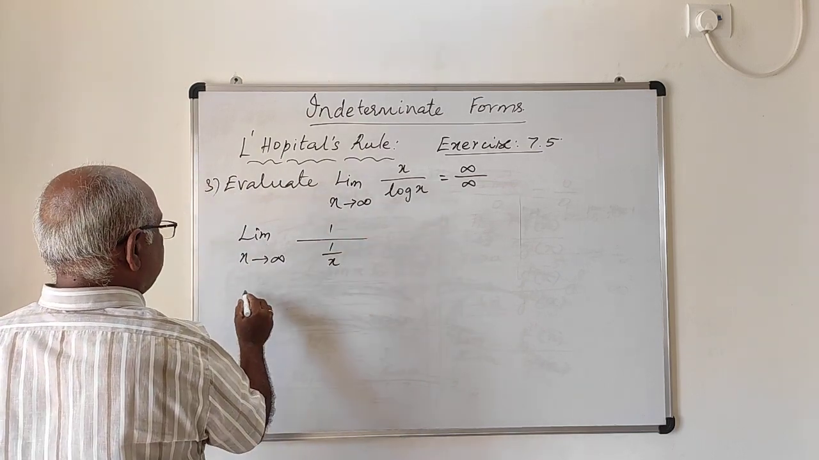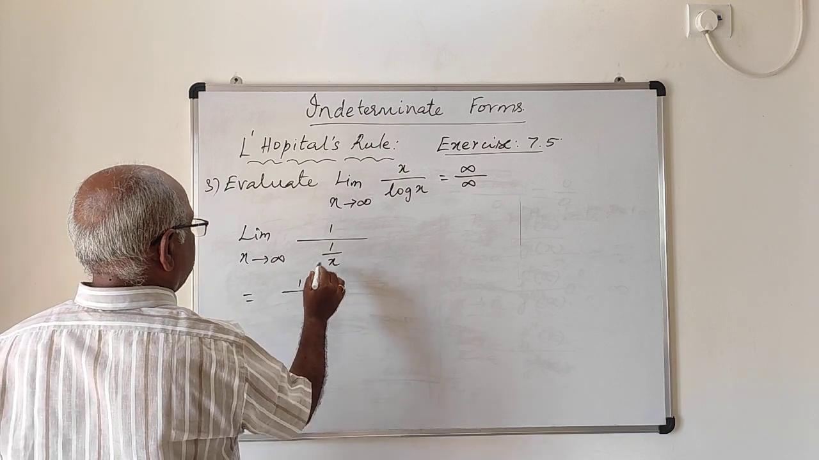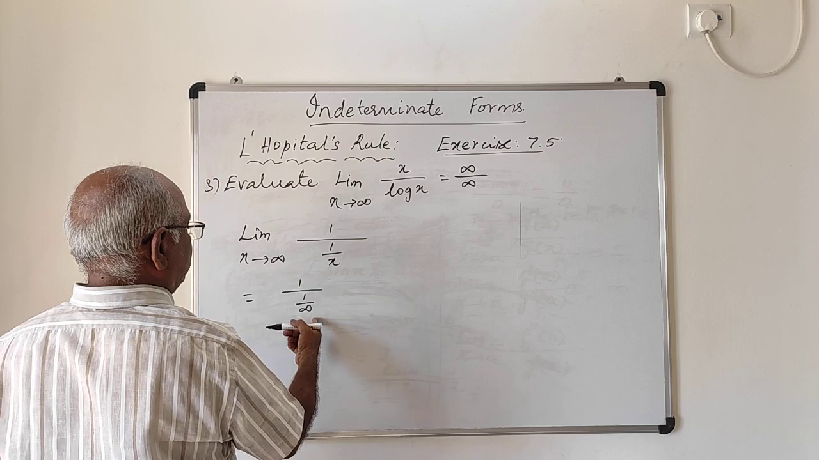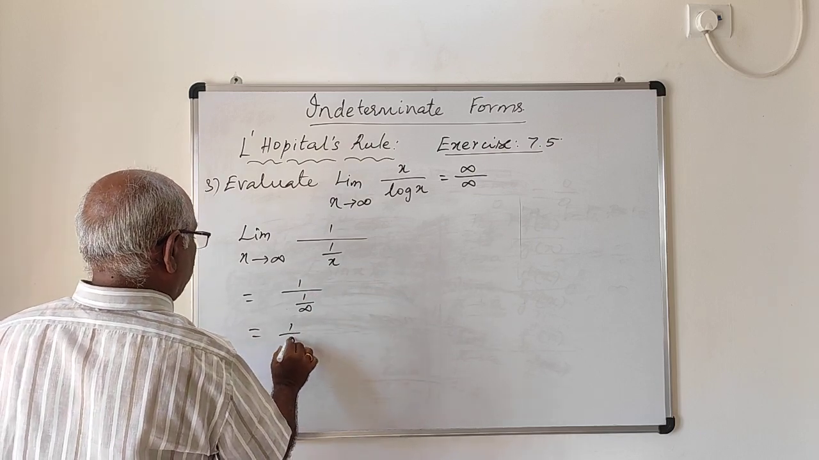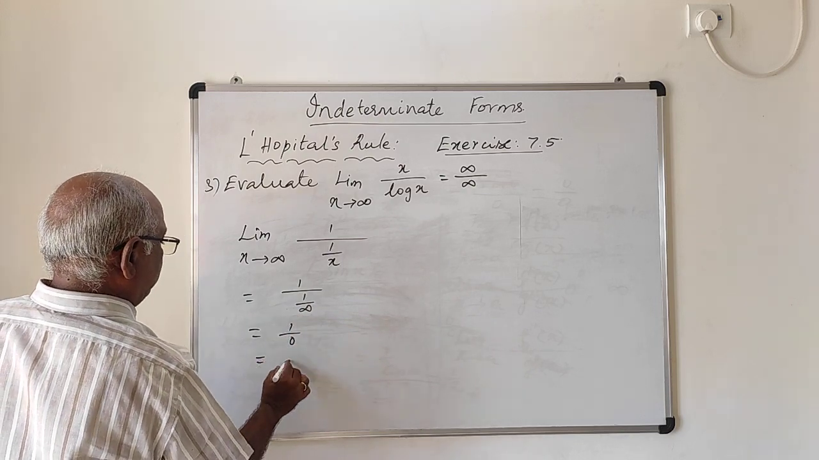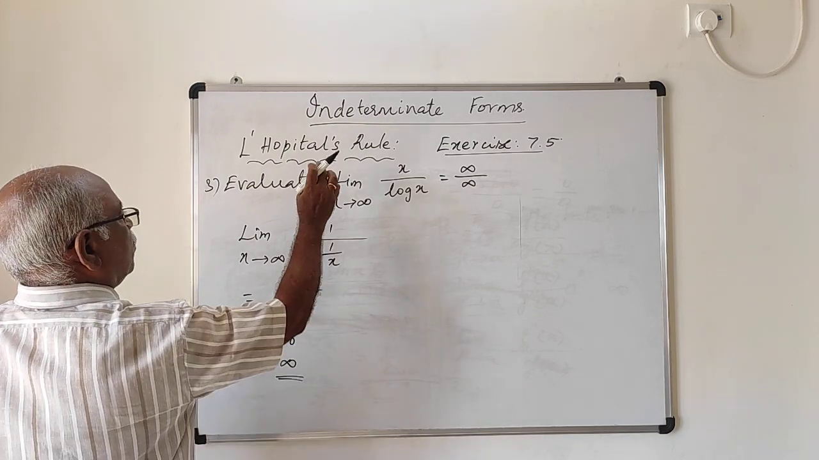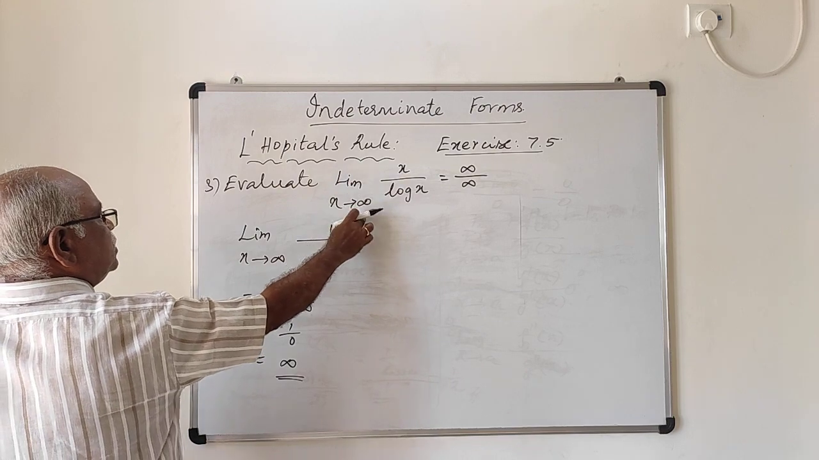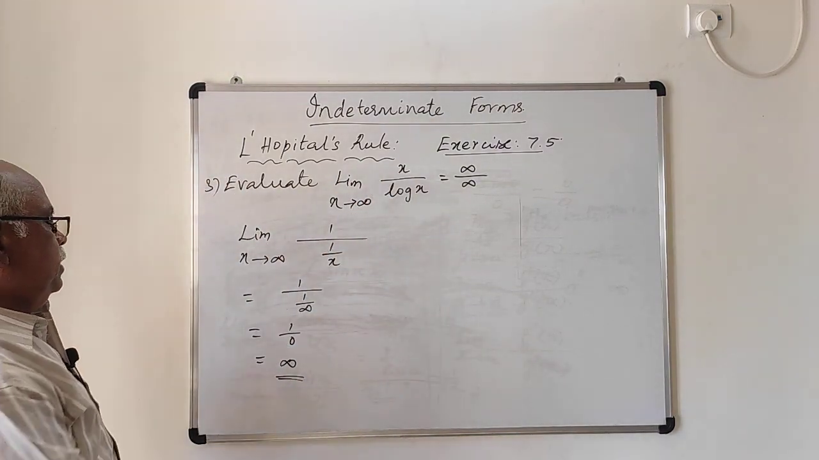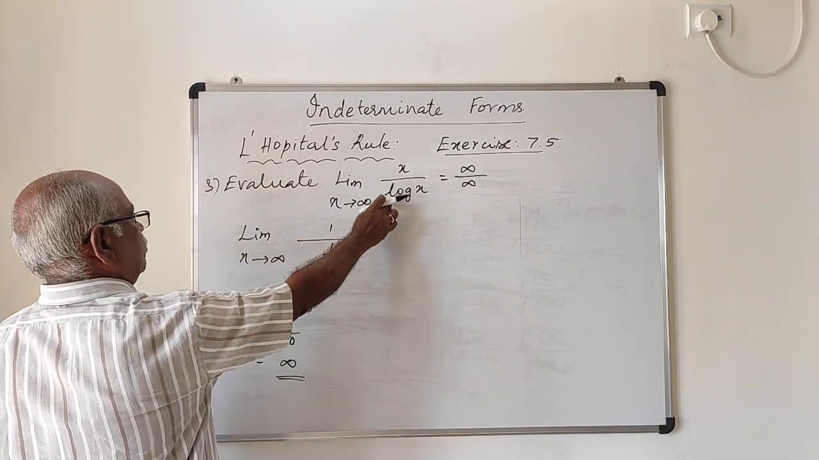Now you apply the limit. As x tends to infinity, 1 by infinity is 0, so we get 1 by 0, which is infinity. So the answer for this limit, x tends to infinity of x by log x, is infinity. It is the answer for the given problem.